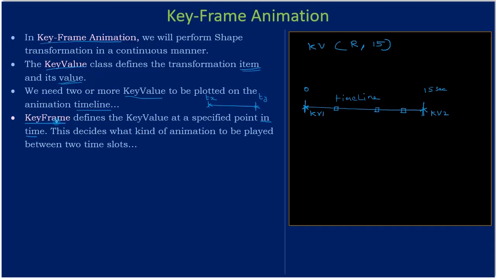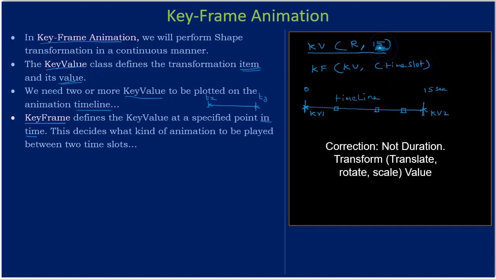So for keyframe, we will supply the key value and we will also link that with the time value. So this decides what kind of animation to be played between two time slots. So key value and keyframe, if you see, it is linked with the key value as well as a specific time slot. So this one is a duration here, but here we are talking about time slot, at what time the key value needs to be linked. So that's what called keyframe.